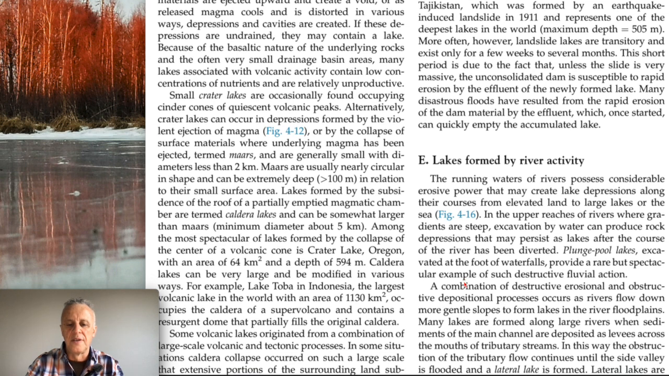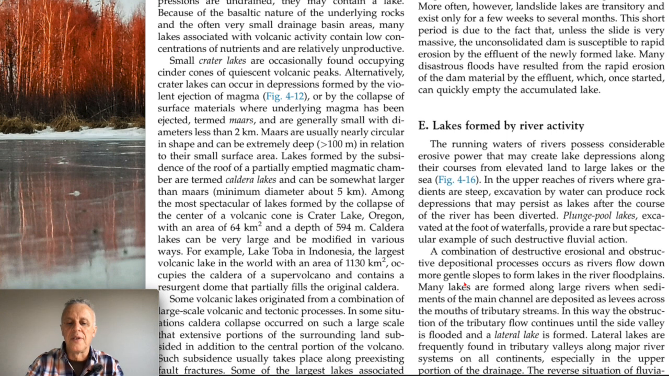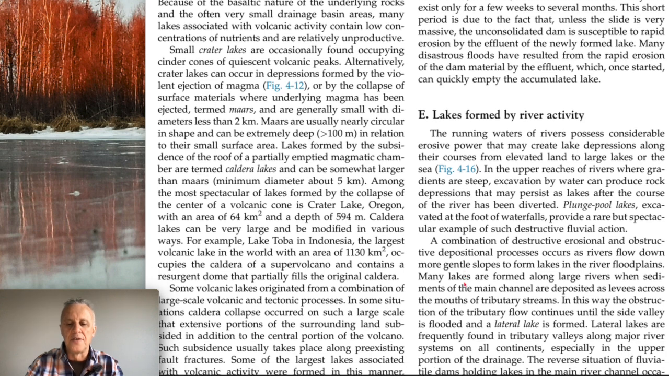small surface areas. Lakes formed by the subsidence of the roof of a partially emptied magmatic chamber are termed caldera lakes and can be somewhat larger than maars, with a minimum diameter of about 5 kilometers. Among the most spectacular of lakes formed by the collapse of the center of a volcanic cone is Crater Lake in Oregon, with an area of 64 square kilometers and a depth of 594 meters.